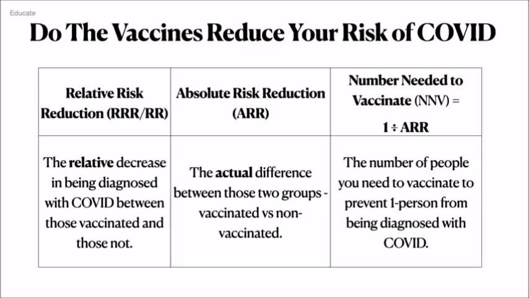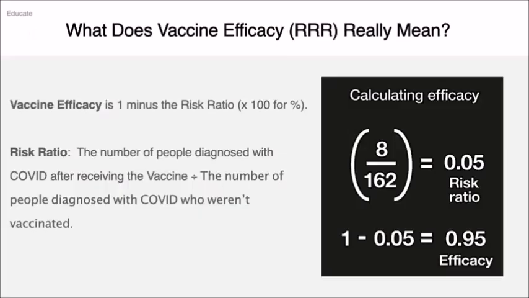There's a more important term for you to understand, and that's absolute risk reduction, which is a comparison of those groups that says, what's the real difference between those groups? And we're going to look at those numbers as well. And then there's the number needed to vaccinate, which is how many people would you have to vaccinate to try to reduce one person from being diagnosed with COVID? These are what you hear about.